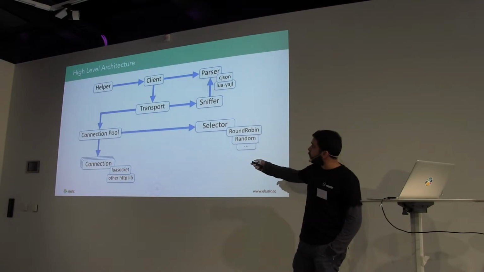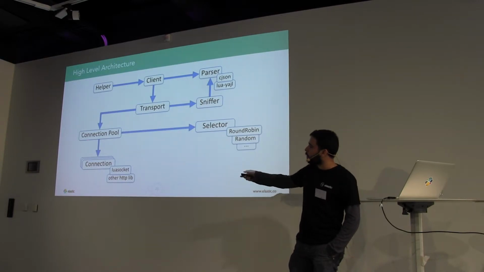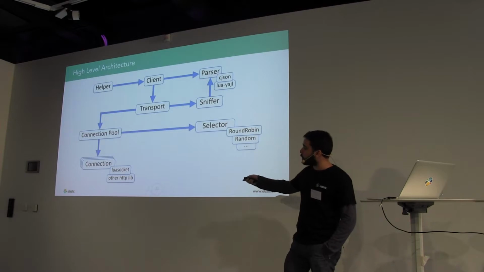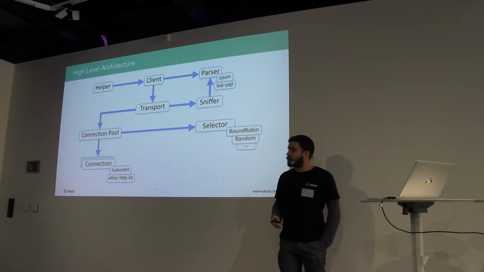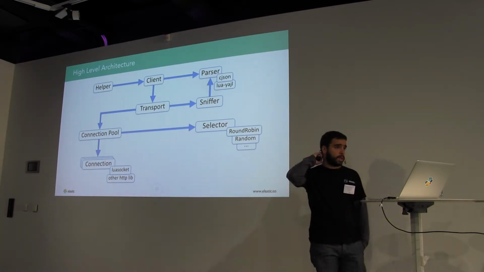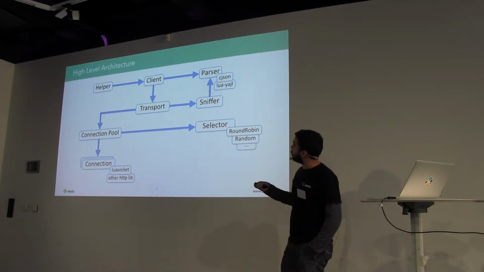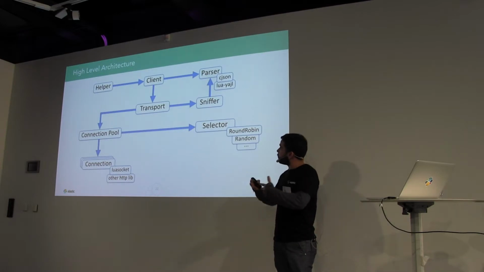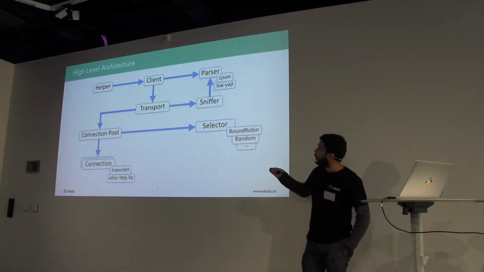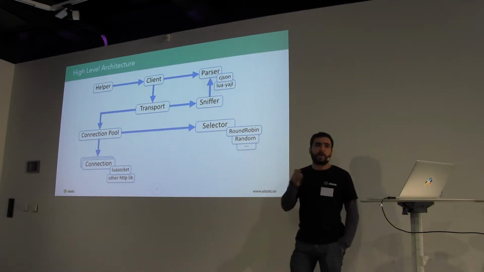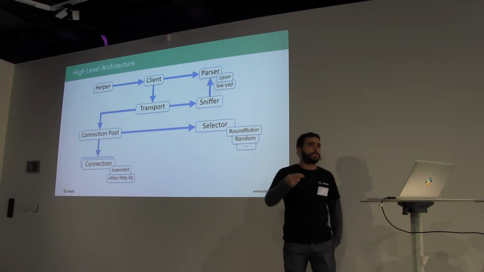So you got a transport layer connecting to a connection pool with a lot of connections. Right now we are using Lua socket, which is not persistent on the connection itself, so maybe we need to change that in the future. We got a sniffer to get all the topology of the cluster, and also the selector to define how you are going to access the different nodes.